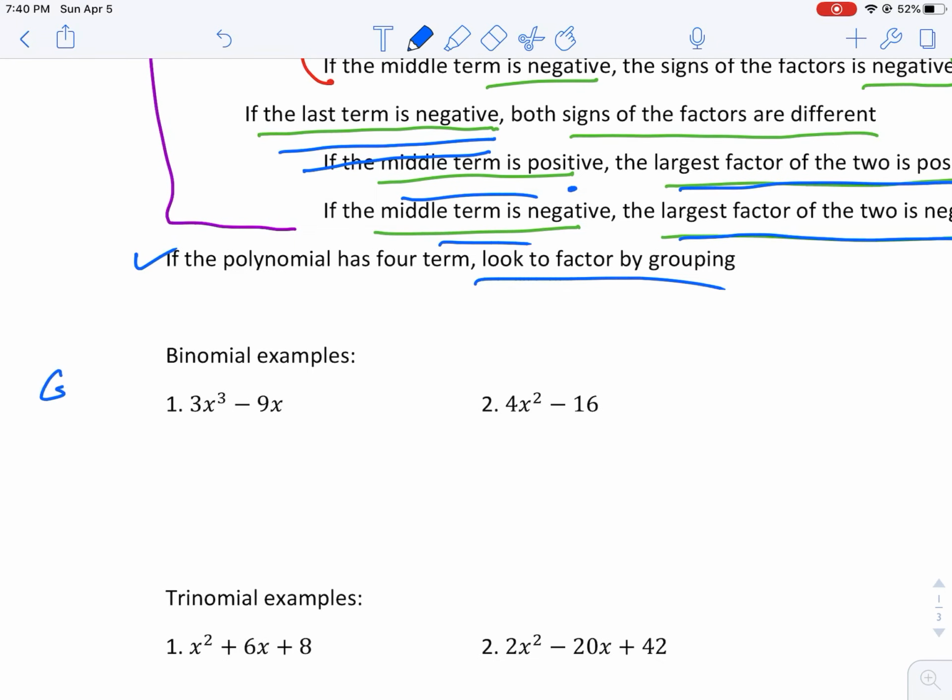So let's try some binomials. Look for a greatest common factor, and you can take a 3x out of each one, and that'll leave x squared minus 3.